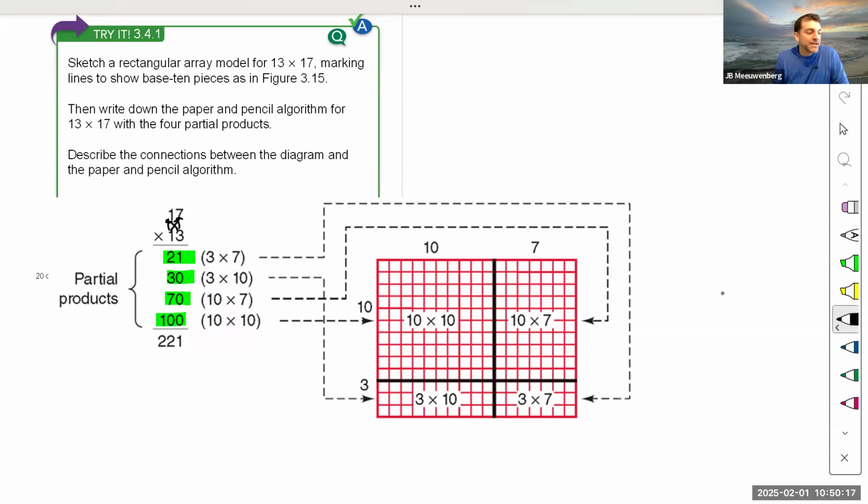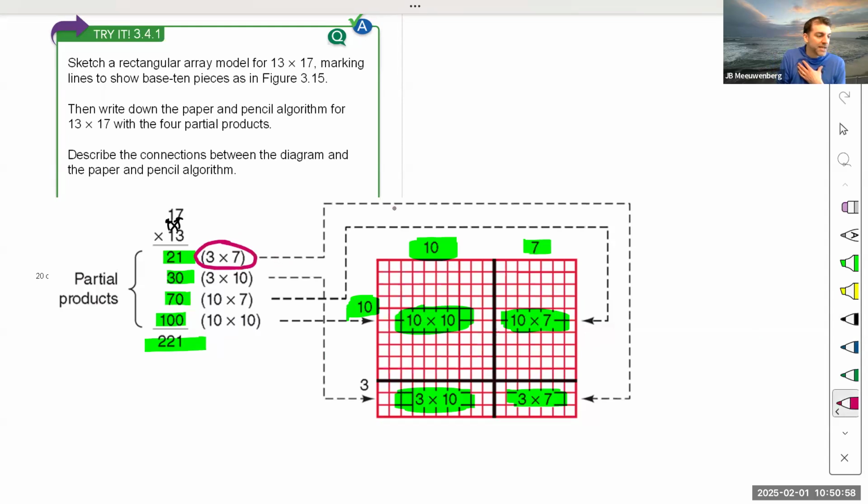Then we link these to the different segments, okay? So 3 times 7, 21. Where do we find that? We find that down here. 3 times 10 is 30. Where do we find that? We find that here. 10 times 7, again, that's this 7 times this 10, okay? These segments, 10 times 7. And then lastly, 10 times 10, this 10 times this 10 is this segment in there. When we add all those numbers together, we end up with 221.